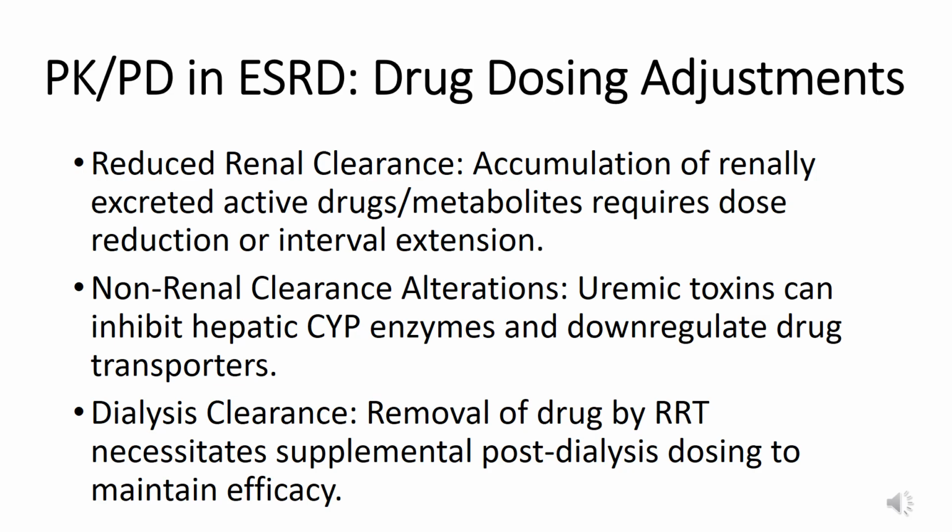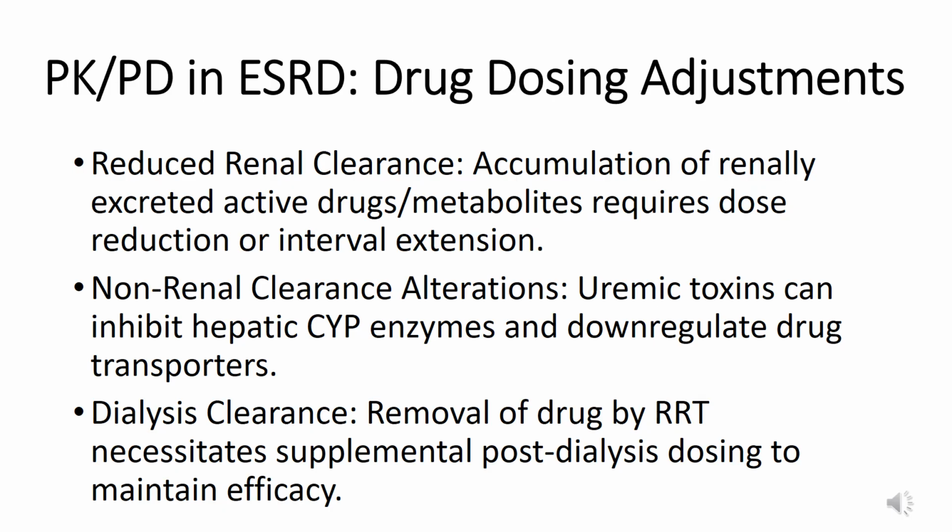However, altered drug handling in end-stage renal disease is not limited to the kidneys. Many people assume that only renal clearance is affected. In reality, non-renal drug clearance can also change. Uremic toxins accumulate as kidney function declines. These toxins do more than cause symptoms. They can interfere with drug metabolism.